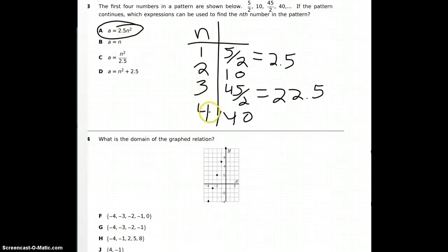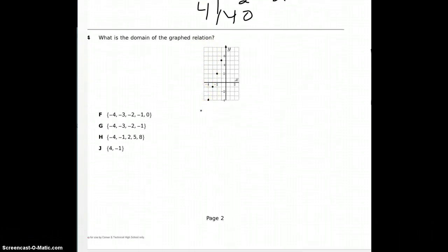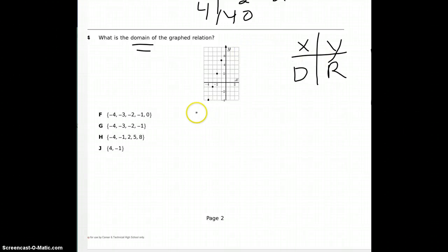Let's look at number 4. What is the domain of the graphed relation? Remember, x and y went to the doctor. For my domain, I'm looking at my x values. And I see that to create this point down here, and this point right here, I had to use -4 on the x-axis.